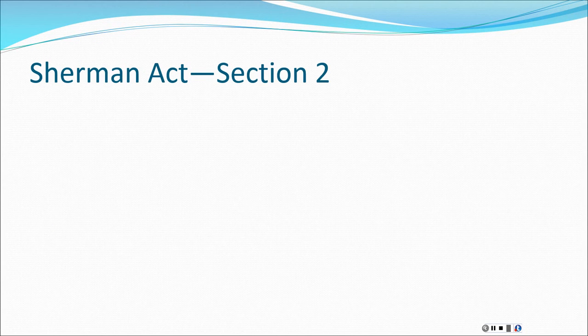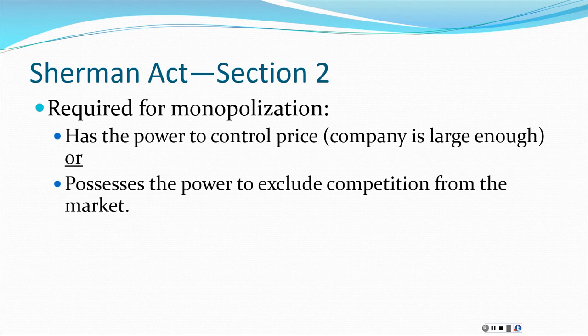Let's now switch discussion to Section 2 of the Sherman Act. With regard to Section 2 of the Sherman Act, this deals with monopoly. So what is required for monopolization, and thus for violation of Section 2? Well, in order for there to be a monopoly, the corporation, the firm, the company, has to have the power to control price, meaning the company is large enough to control price, or the company is large enough that it possesses the power to exclude competition from the market. It can be either one of those two.